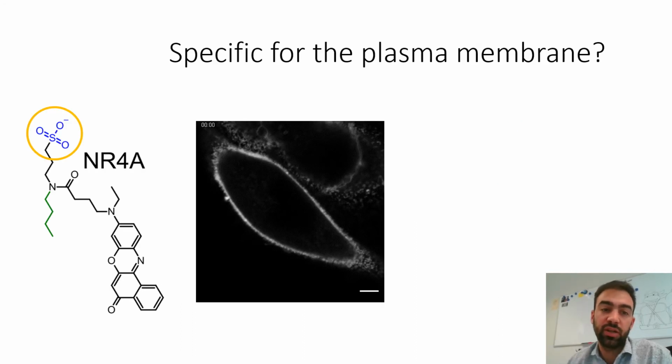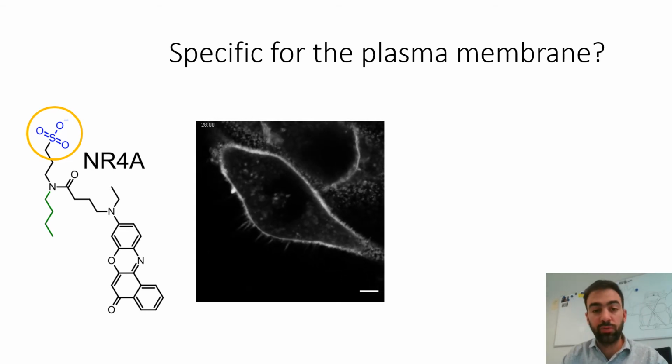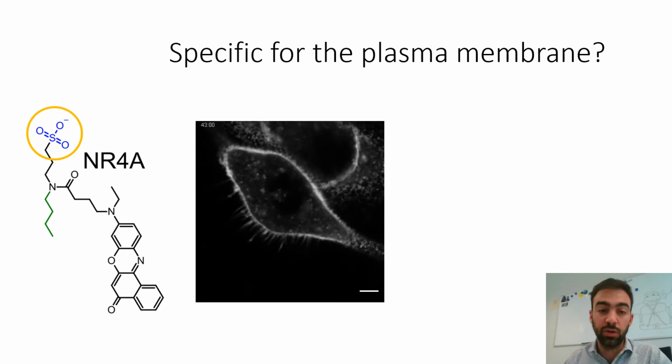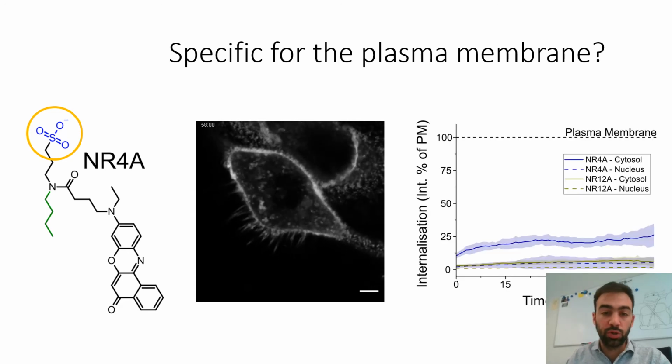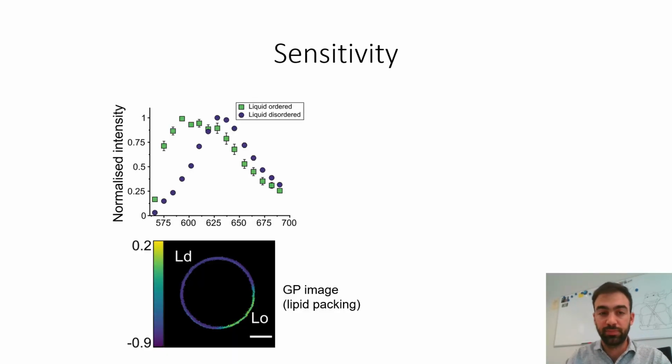First, we check if NR4A was specific for the plasma membrane because this is the organelle we're most interested in in our group. Because of the sulfonate group, which highly reduces the flip-flop rate, we can observe that most of the signal, even for prolonged periods of time, 1 hour in the case of this video, comes from the plasma membrane, which we can quantify. So NR4A specifically labels live cell plasma membranes.